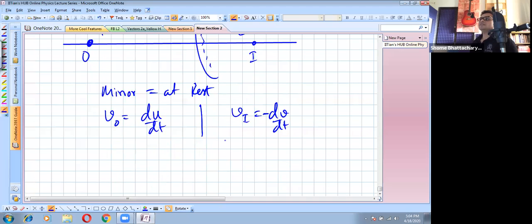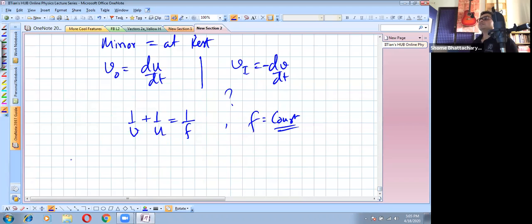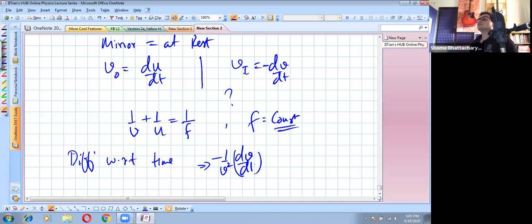So how we get the relation between them is we take the 1 by v plus 1 by u is equal to 1 by f formula, and in this, f is constant, and we differentiate it with respect to time. So that tells us minus 1 by v square into dv by dt, by chain rule, minus 1 by u square into du by dt is equal to 0.